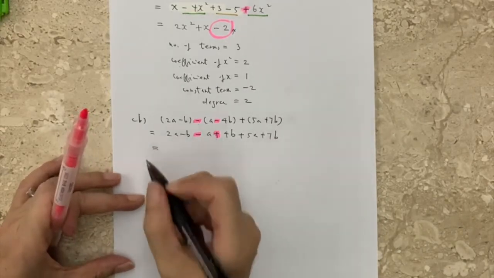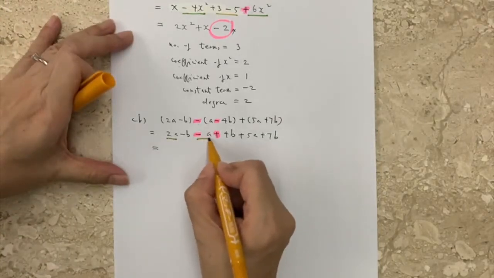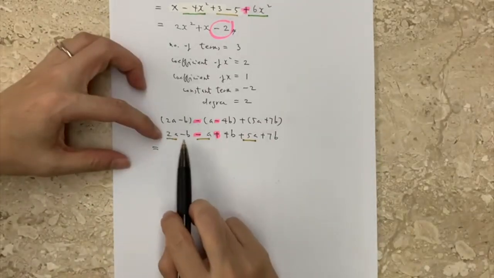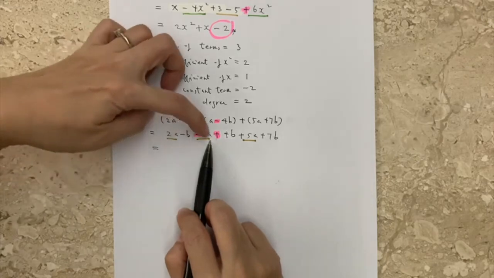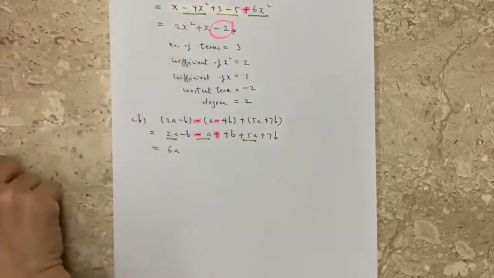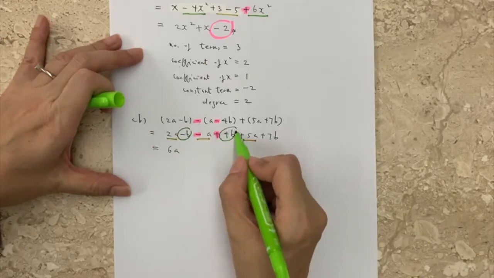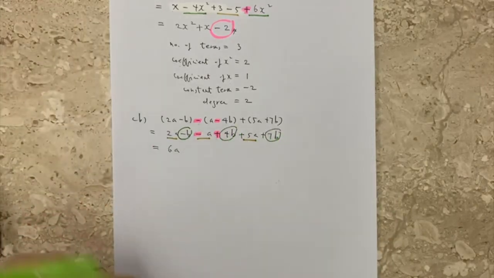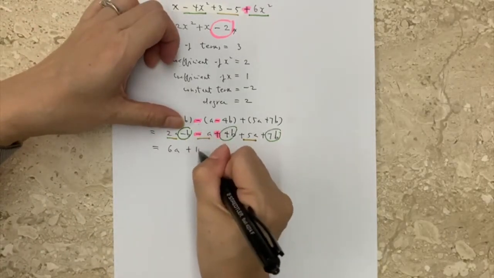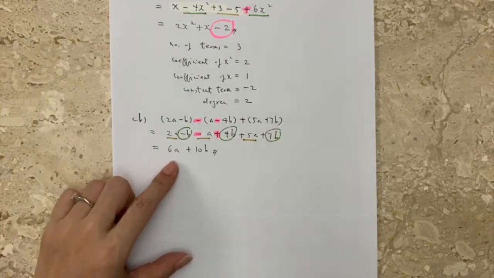Okay, so the final answer. Let's see, what do we have here? We have a here, and then a here, and then a here. Therefore I have 2a minus 1a, so I have a, and then a plus 5a, 1 plus 5 is 6a. Now we come to b: minus b plus 4b plus 7b. So 4 minus 1 is 3, plus 7, that is 10b. Okay, so this is how we do addition and subtraction of polynomials.